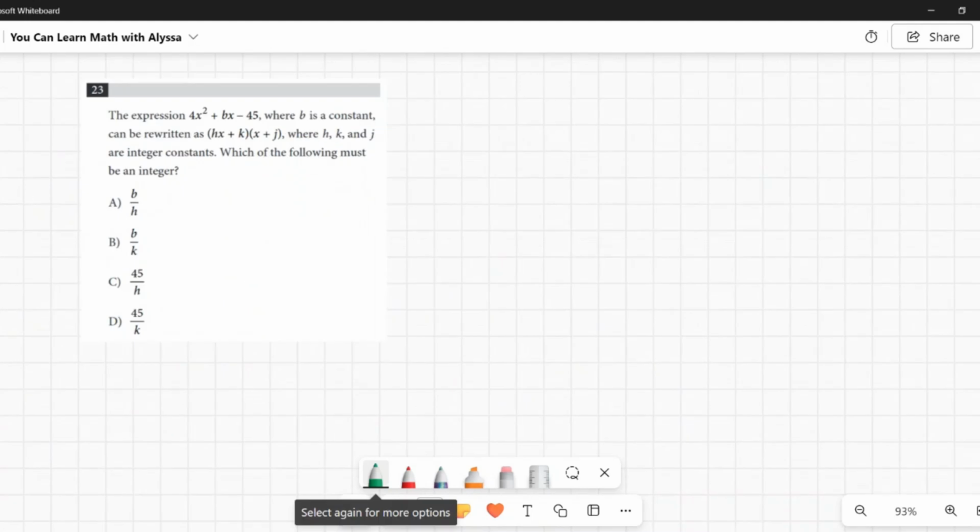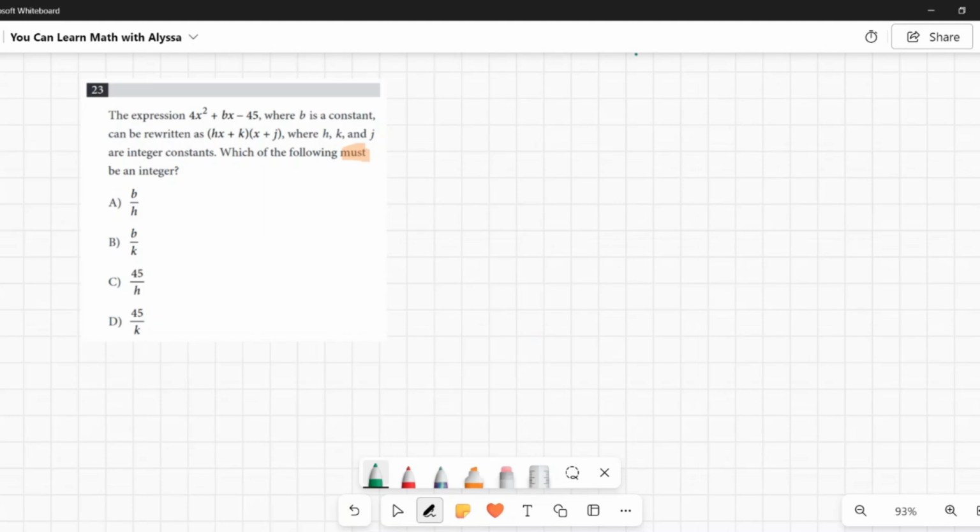Number 23. The expression 4x squared plus bx minus 45, where b is a constant, can be rewritten as hx plus k times x plus j, where h, k, and j are integer constants. Which of the following must, that's going to be the key here, must be an integer? Not could be, not might be, has to be.